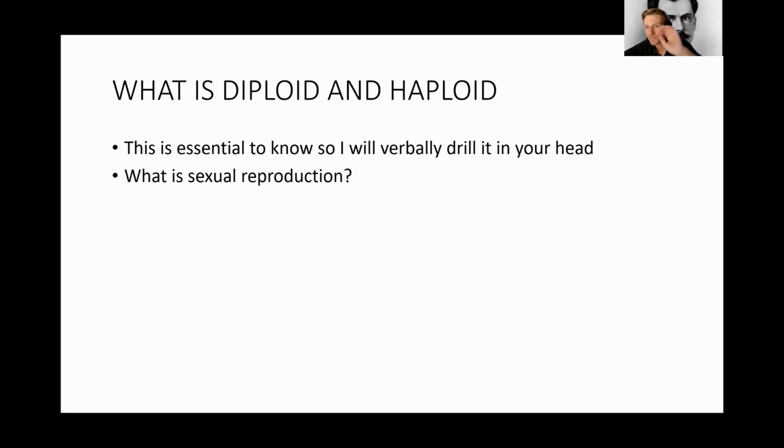So what is haploid and what is diploid? This is essential to understanding plants and their life cycle, so pay attention, okay? I know it's kind of boring, but pay attention. Diploid and haploid. It is essential to know. And it's involved with sexual reproduction.